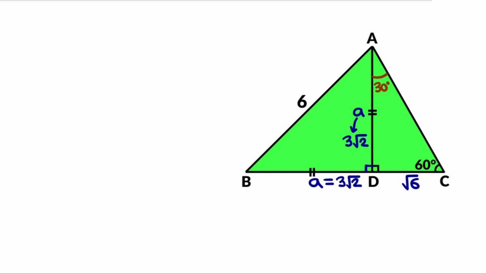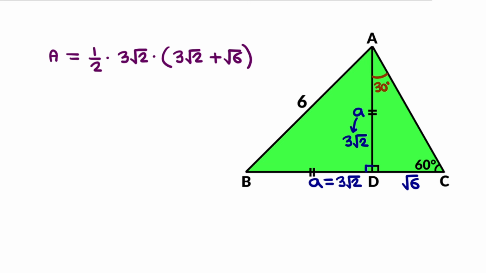We're almost done. The entire base of the large triangle is BD plus DC, which is 3 root 2 plus root 6. The height is 3 root 2. Now plug everything into the area formula. Area equals 1/2 times our height of 3 root 2 times our entire base quantity, 3 root 2 plus root 6.